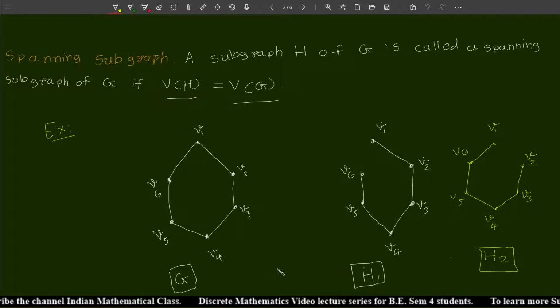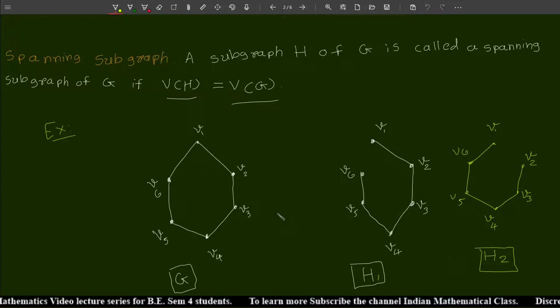Now the question is: is the spanning subgraph of a graph unique? The answer is, not necessarily. There can be more than one spanning subgraph of a graph. Here I have considered the subgraph H2 also. You can check that the vertex set of H2 and the vertex set of G are both equal. So this subgraph H2 is also a spanning subgraph of the graph G.